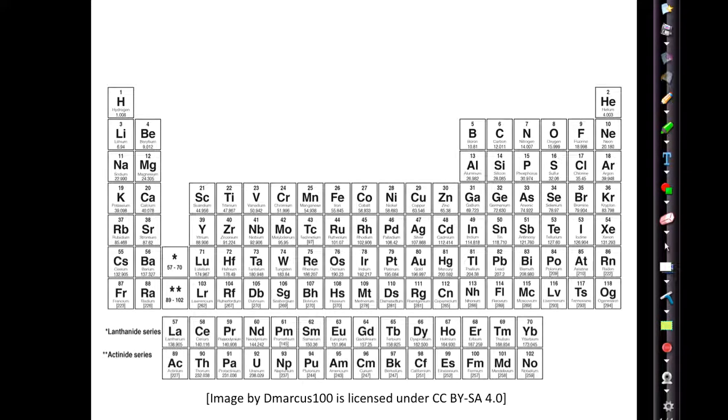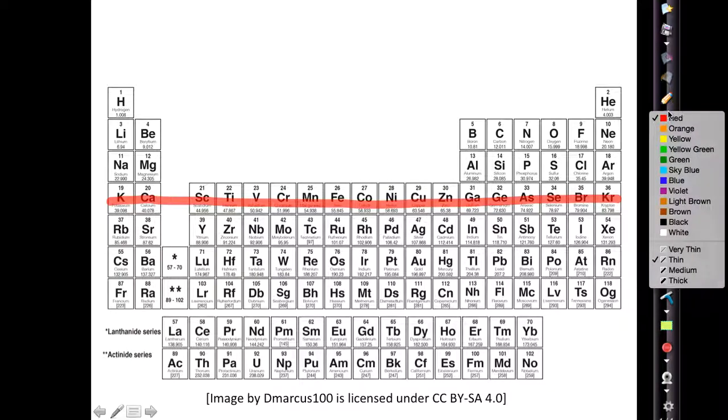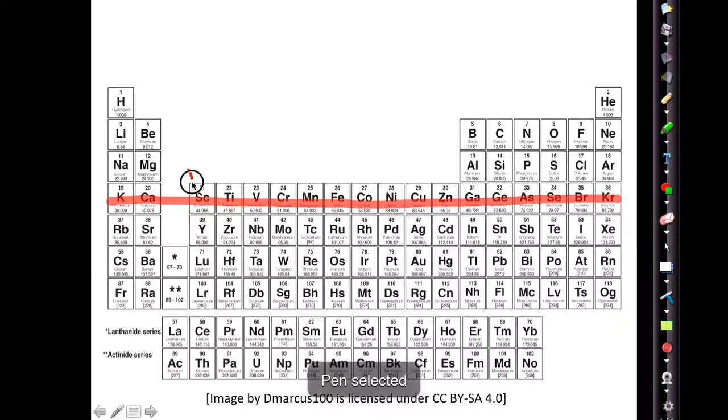Hello everyone. In today's lesson we're going to be looking at characteristics of the periodic table, and we're going to start out by looking at the arrangement of the periodic table. So we all know that the modern periodic table is arranged into horizontal rows, and we call those horizontal rows periods. On our modern periodic table there are 7 periods going from top to bottom.